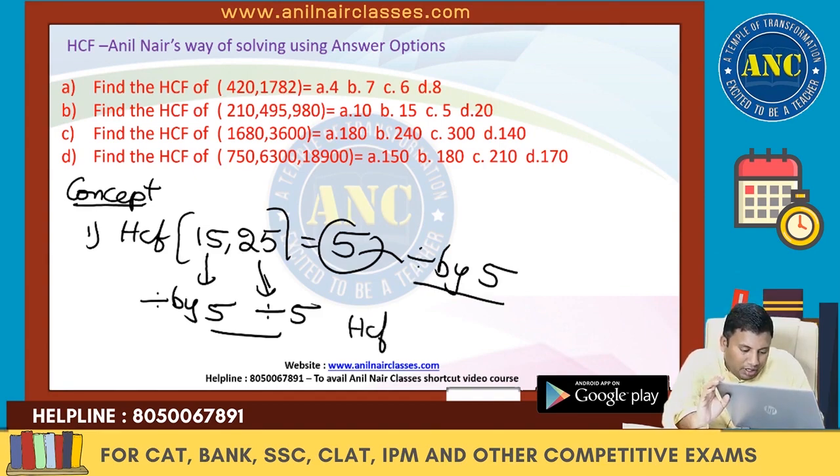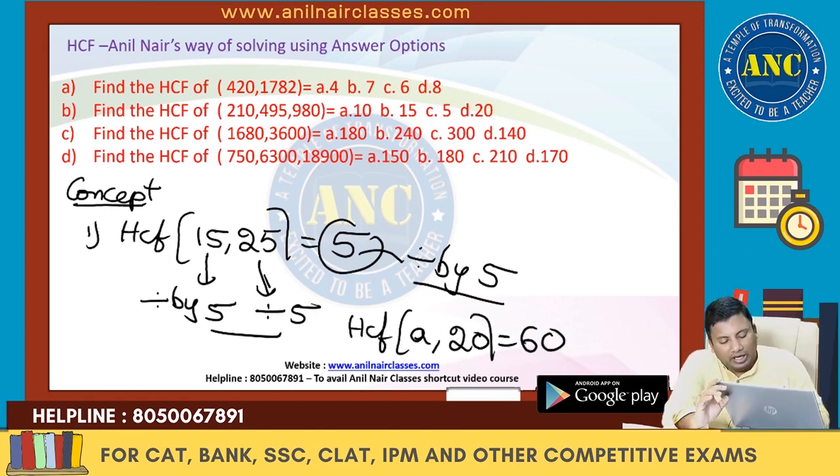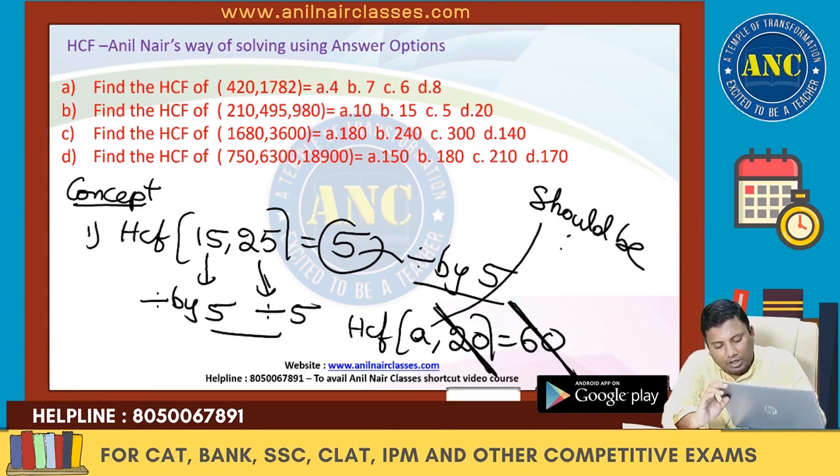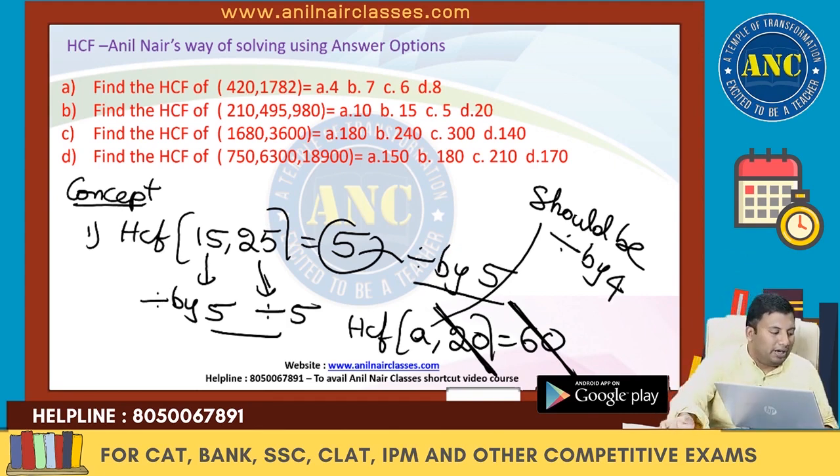Another way, HCF of a comma 20 is equal to 60. If this is divisible by 4 and this is divisible by 4, a should be divisible by 4. Please write down this point. A should be divisible by 4.